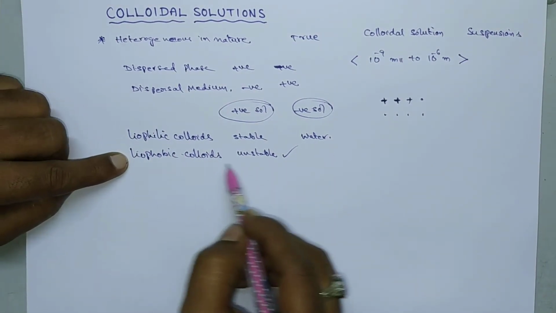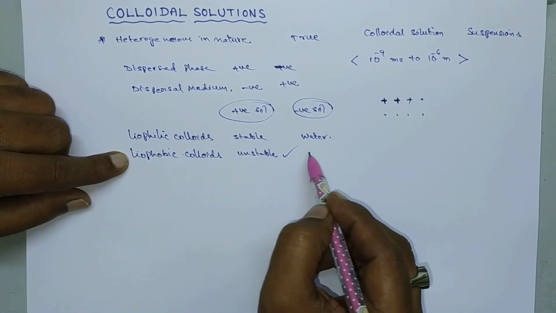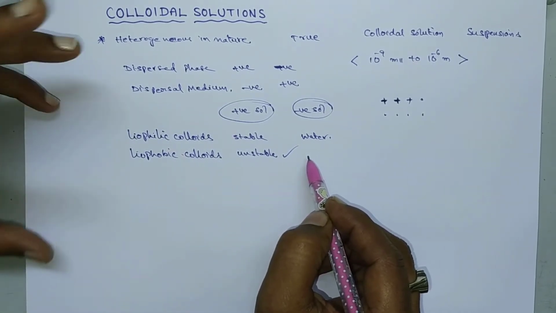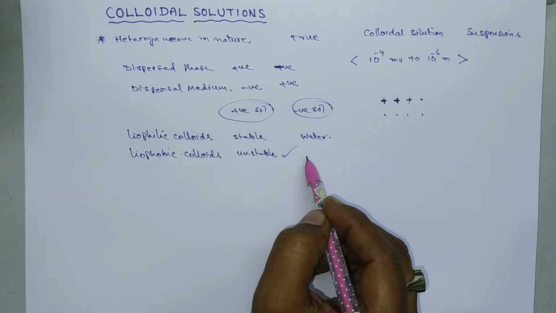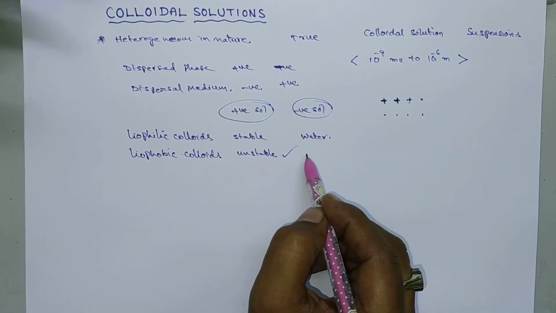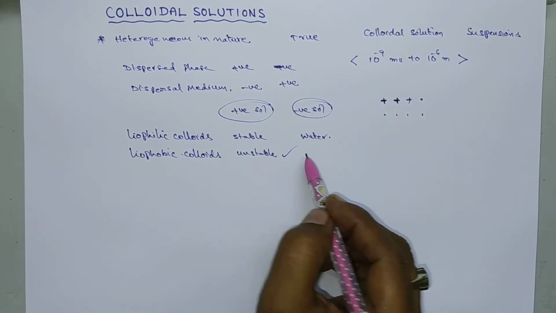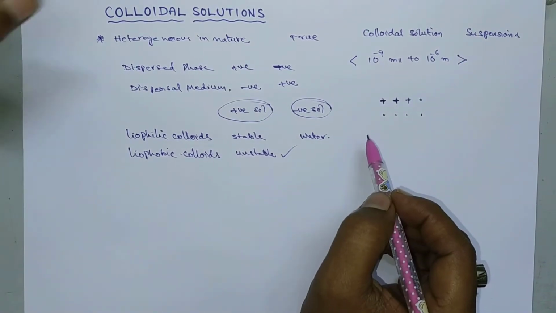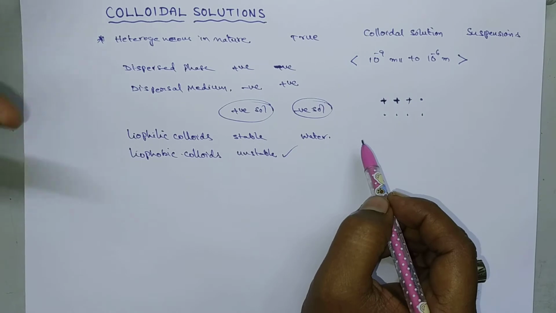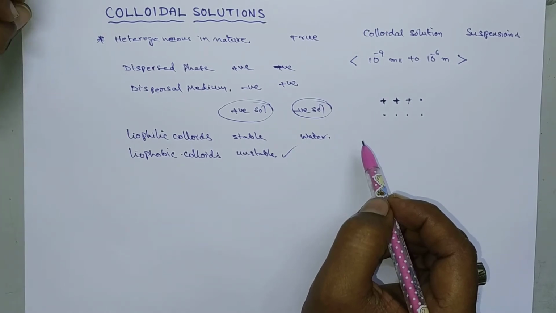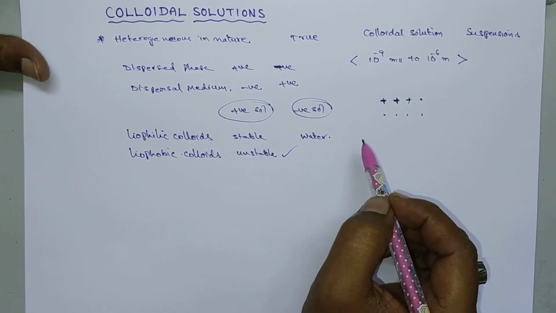Whereas in the case of lyophobic colloids, some electrolytes are present. Due to the presence of some electrolytes, they associate to form suspensions. How does the association take place? What is the process of association of dispersed phase particles? That process is called coagulation.